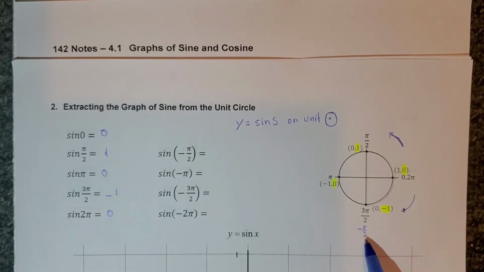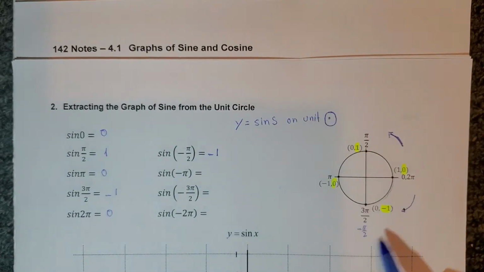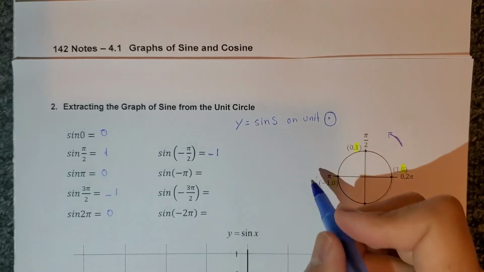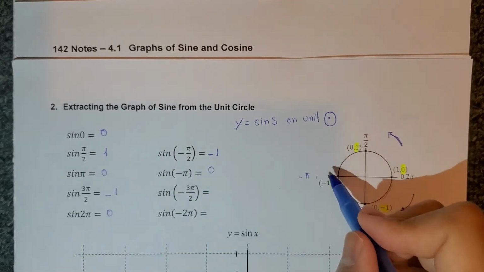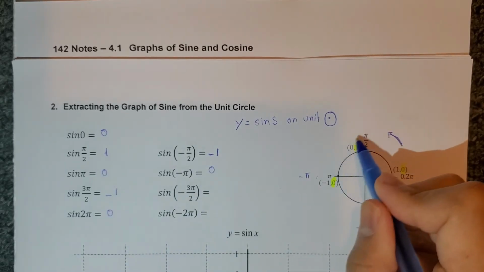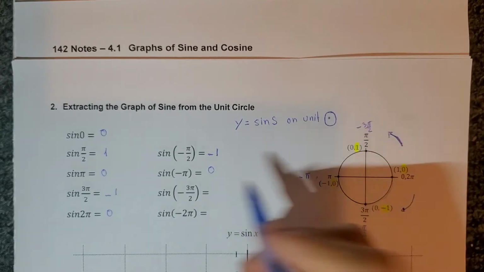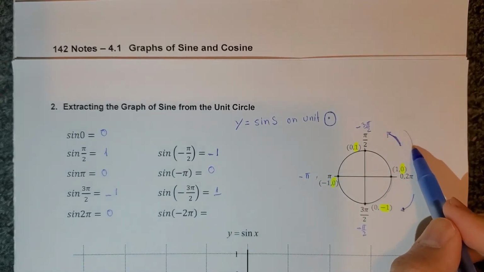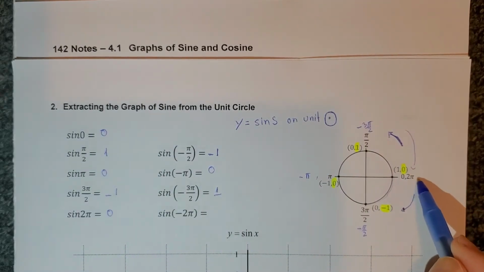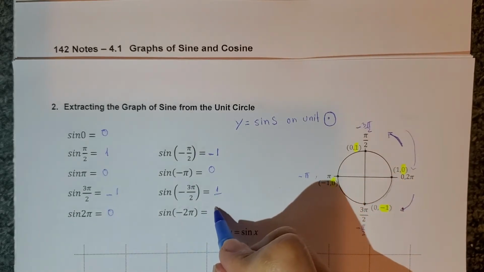At negative pi over 2, my y value is -1. Then if you keep rotating, you come over here, and that becomes negative pi, and my sine value is going to be 0. If you rotate all the way to here, that's going to be -3 pi over 2, and my sine value is +1. Then if you rotate all the way to the same point where we started, that makes it -2 pi. So at -2 pi, my sine value is 0.